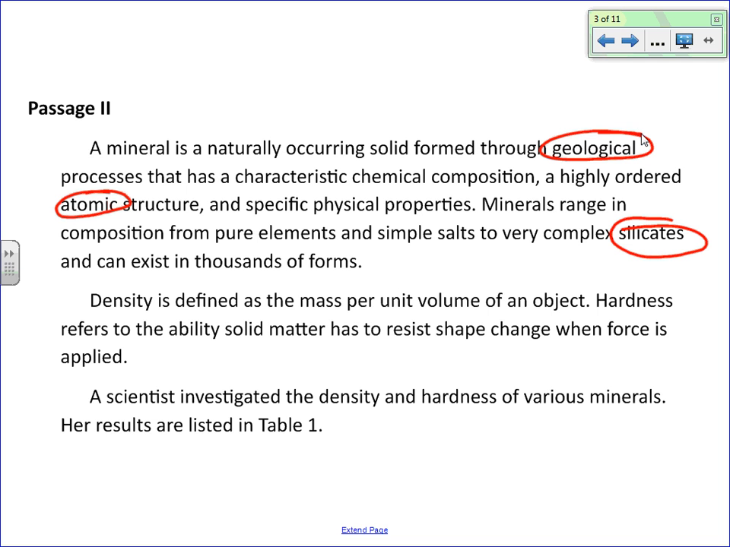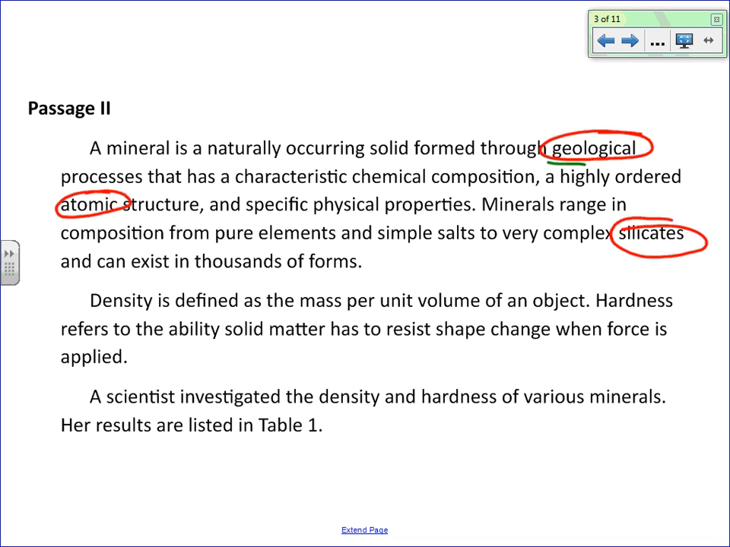Let's start with this word, geological. This is one of those words where the prefix of the word can actually tell you quite a bit about it. The prefix of this word is geo. It's not defined for us in the passage, so we're going to need to use context clues to figure out what that means. Does anyone know what the word geological means or has heard it before? What is geological?